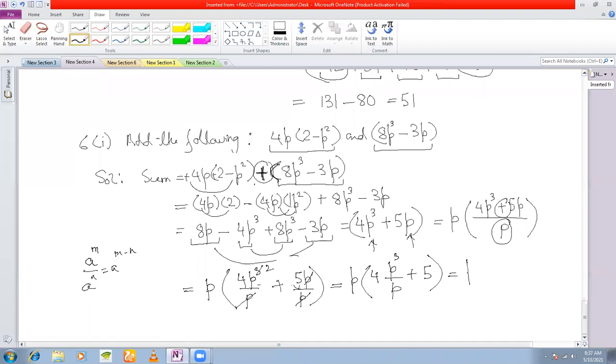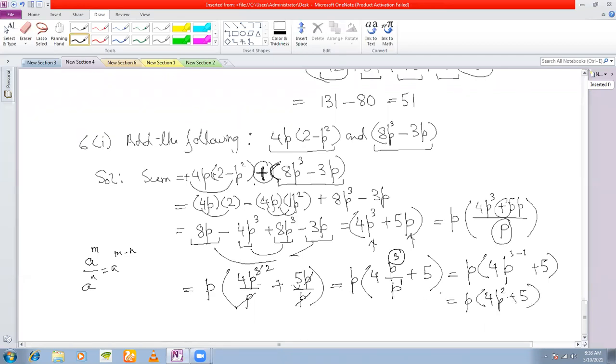So now what you get is 4. Again, from the laws of indices, what is m here? M here is 3. N here is 1. So you can write this as 4p to the power of 3 minus 1 plus 5. So you can write this as p into 4p square plus 5.